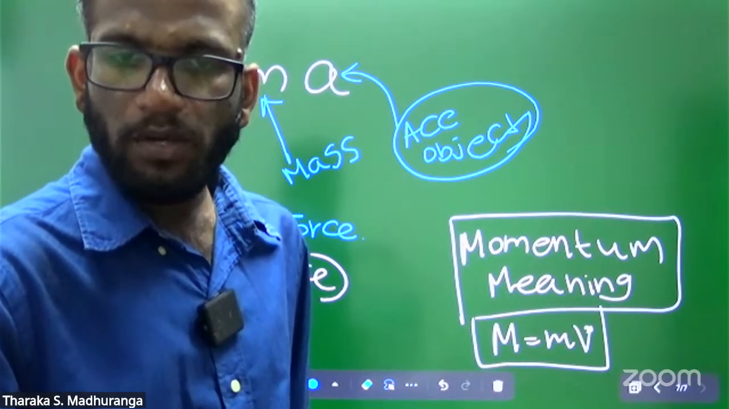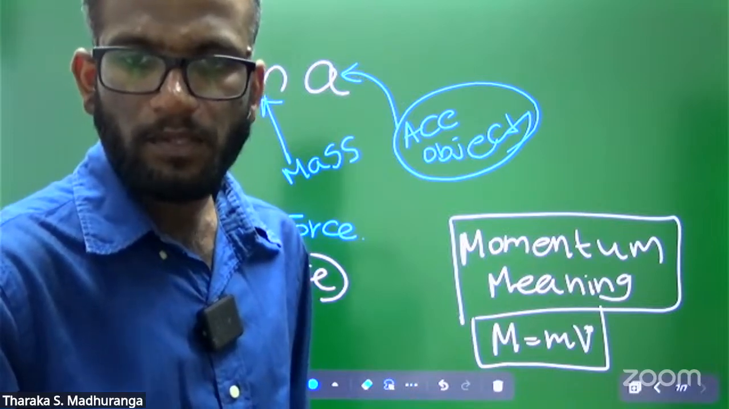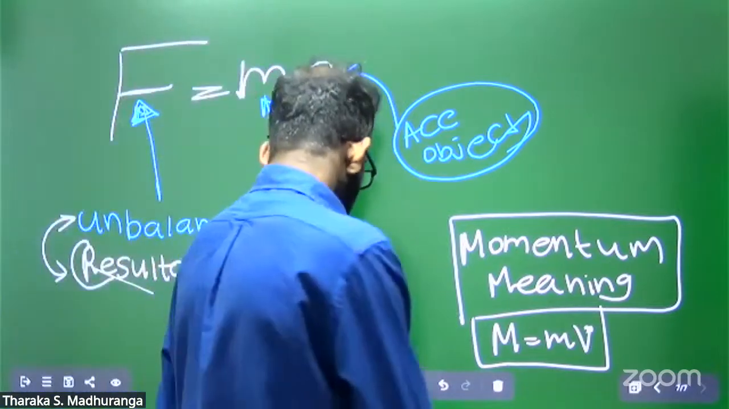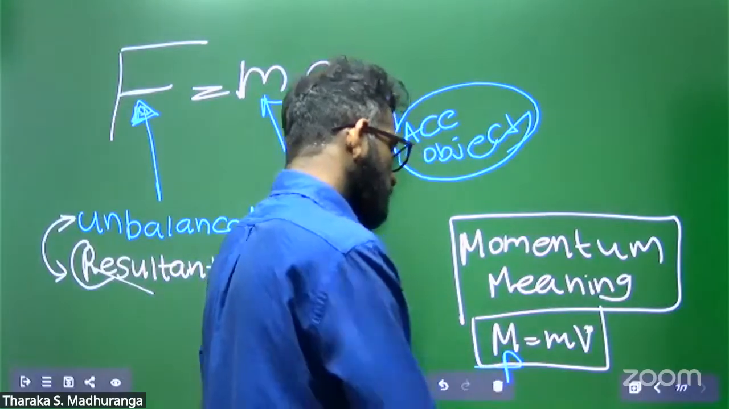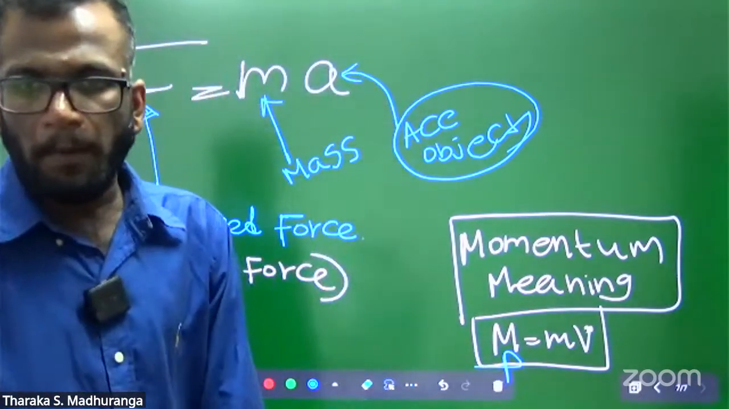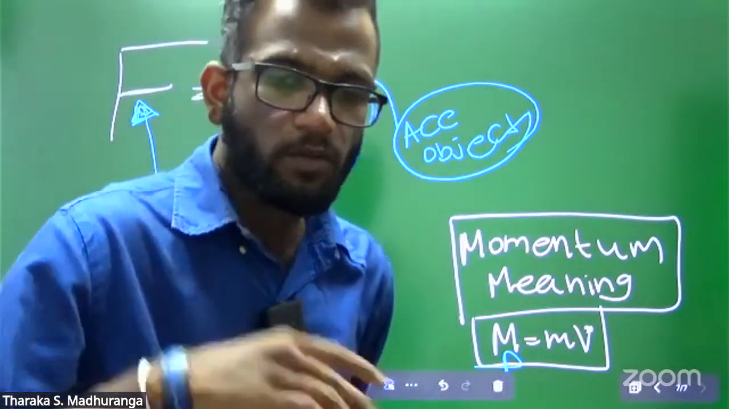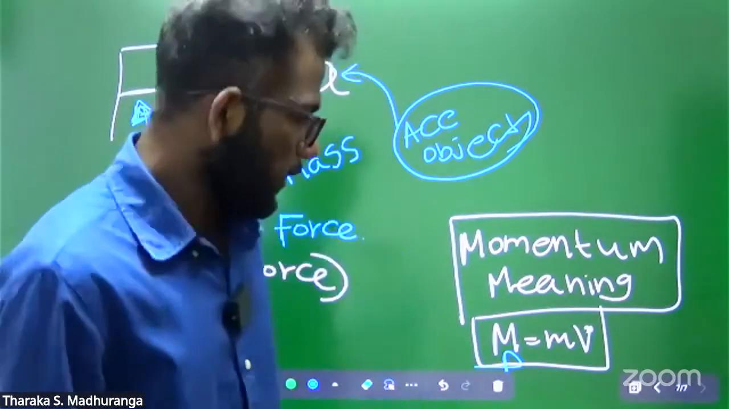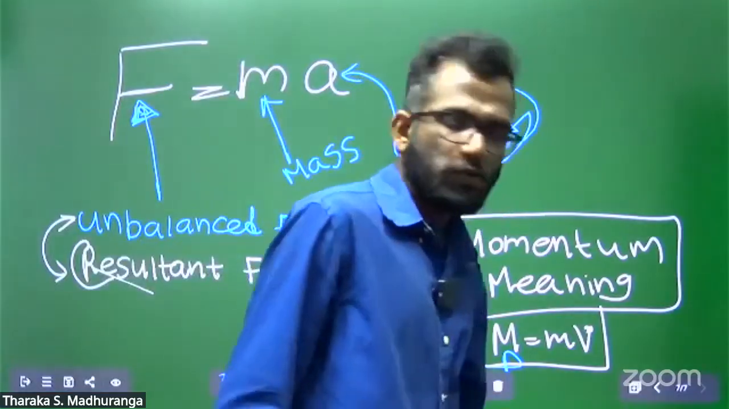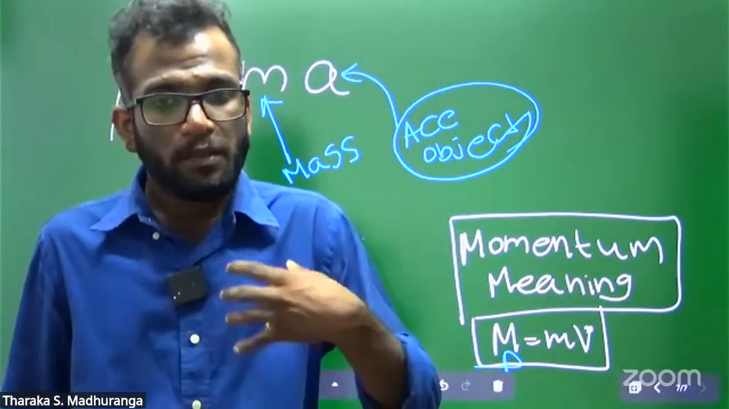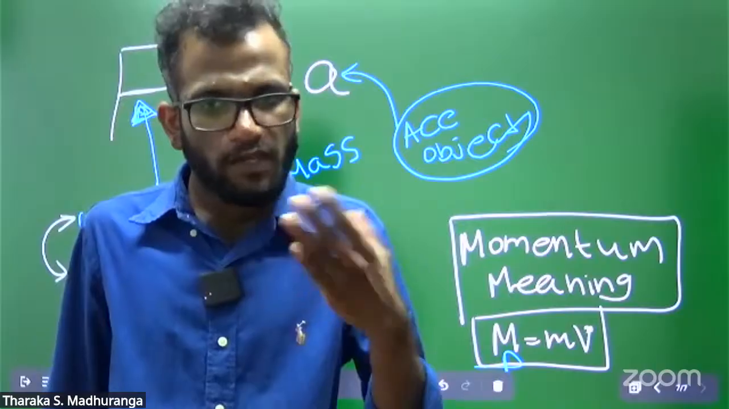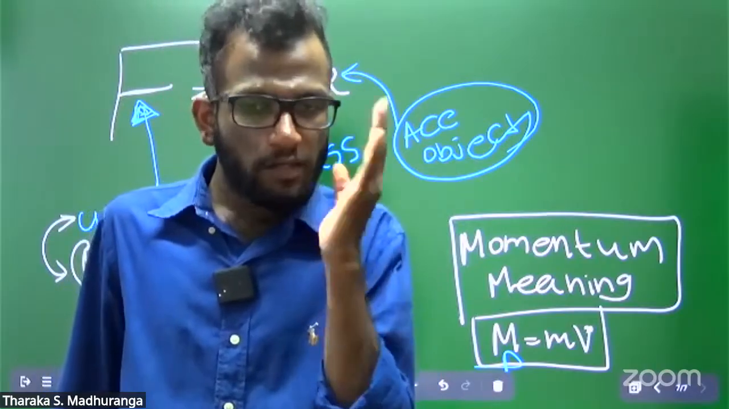Yeah, P or capital M, no issue. We call it P also, capital P also. P equals mv, no issue. You can find the meaning of momentum anyway, whether ChatGPT or Google or whatever. Then we can start the second part of Newton's second law.